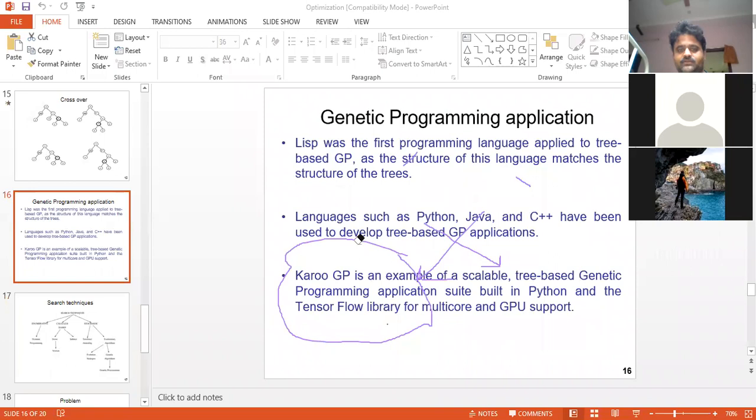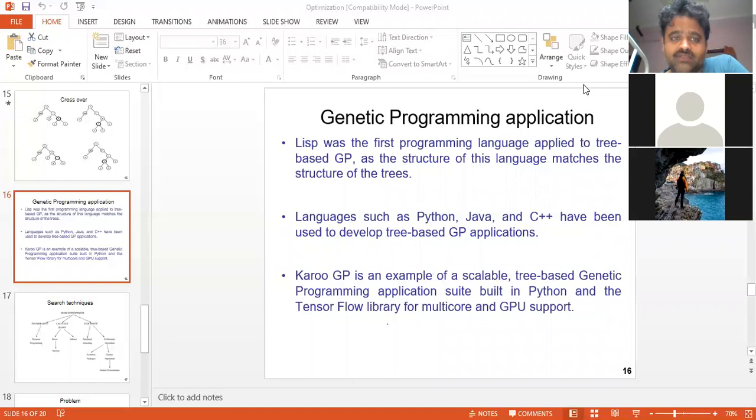Sir, why are you explaining crossover and parse trees? How are those useful in compiler design? The parse tree is a very important aspect. You have heard about the Lisp programming language, LISP. That is the first programming language used for tree-based genetic programming. Genetic programming is applicable in the design of a compiler, and can be useful in solving parse trees.